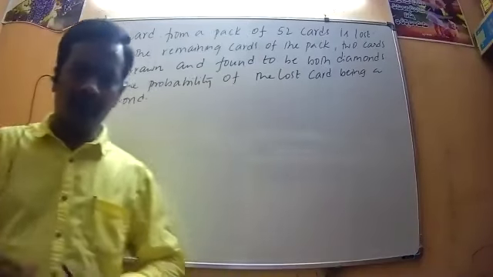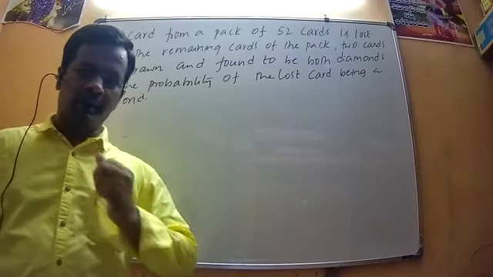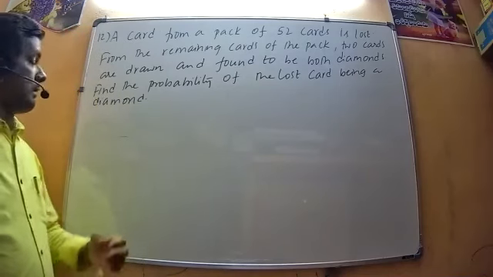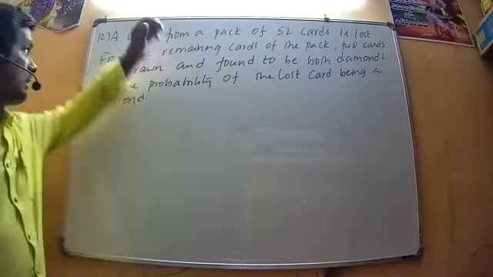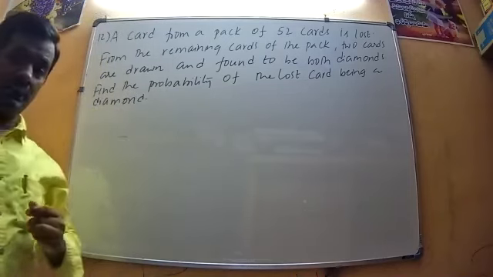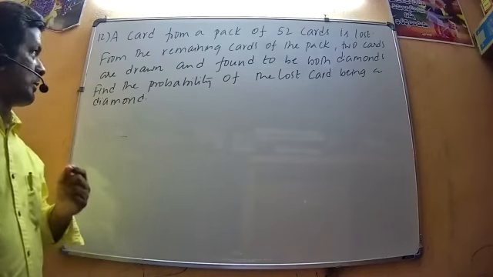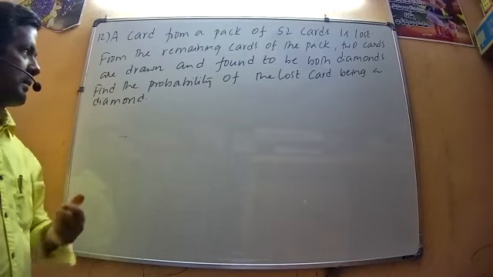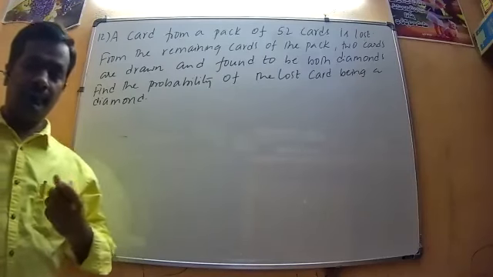Hello students. Today we are going to solve an important problem from Bayes' theorem, which is from exercise 13.3. The question is like this: a card from a pack of 52 cards is lost. From the remaining cards of the pack, two cards are drawn and are found to be both diamonds. Find the probability of the lost card being a diamond.